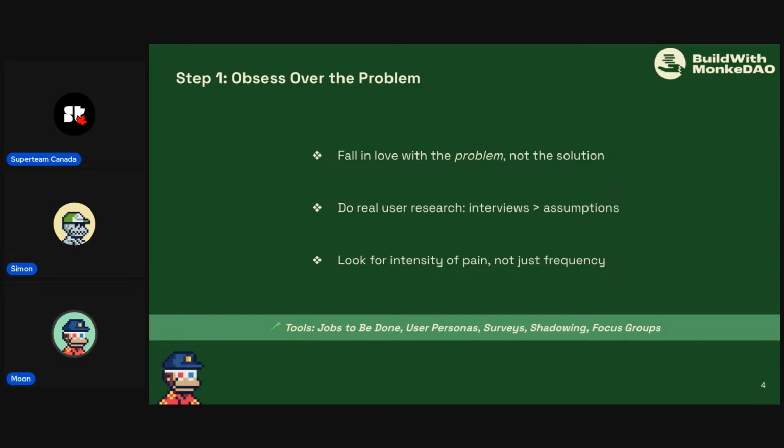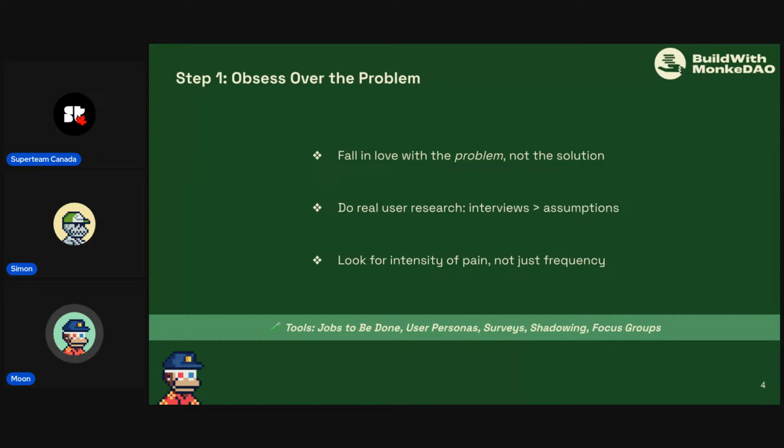A second thing around obsessing over the problem is doing real research, interviews, and understanding, is this just a problem that we're fabricating and coming up with for our own intuition or our own feeling towards a problem? The most important thing is making sure that at the end of the day, what you do build solves a problem for real users. This is where it's important to get out there, talk to people who may be users for your products, understand the pain that they deal with, and create a solution that solves that problem.